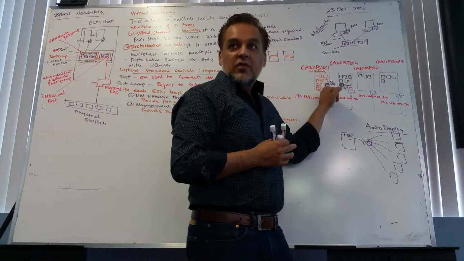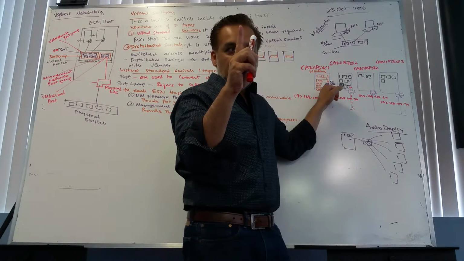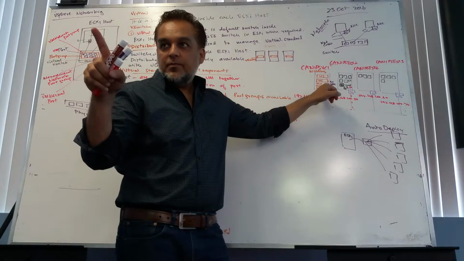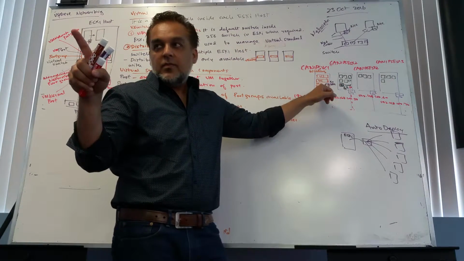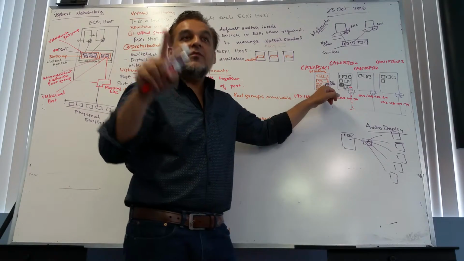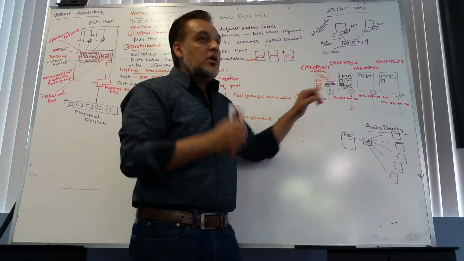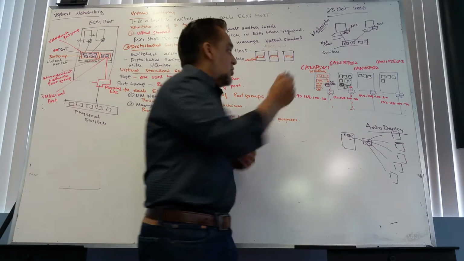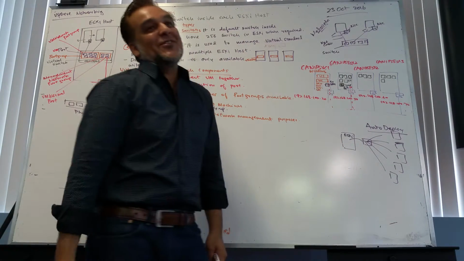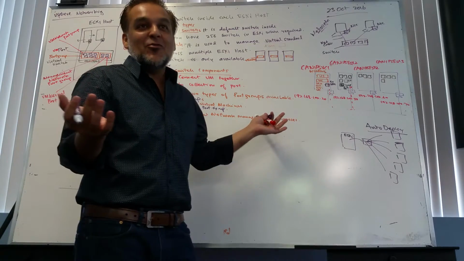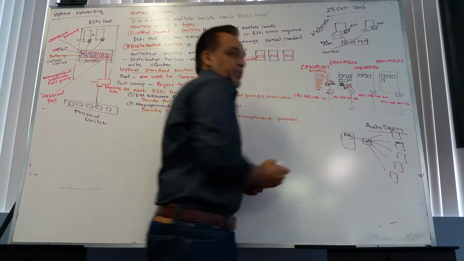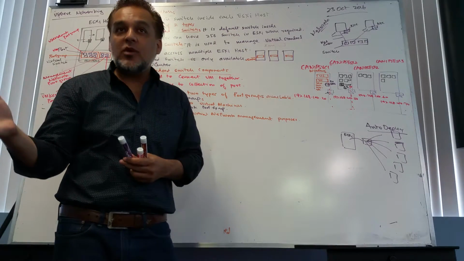In Windows environments, in Windows servers, Windows 7, Windows 8, Windows Server, an IP address is always assigned to what? It is assigned to the network card. An IP address is always assigned to a network card, guys. That's it.